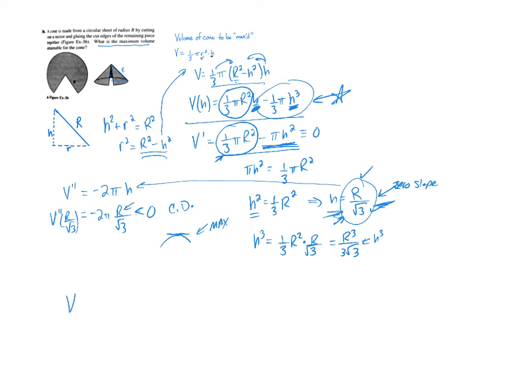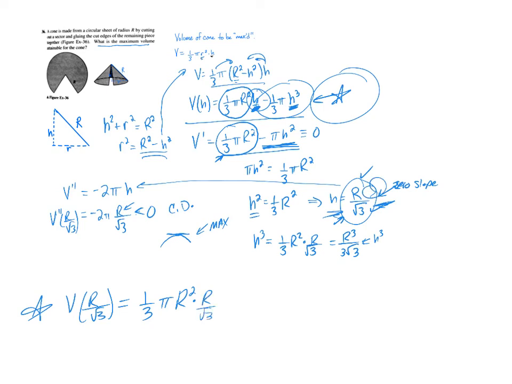So our volume at the h value of big R over root 3 is, using this star formula from up here, 1/3 pi big R squared multiplied by regular h. Right there is regular h, and regular h is right here, so it is r over root 3. Now we're subtracting 1/3 of pi times h cubed, and h cubed is right here, so I can put in r cubed over 3 root 3. So let's see what we got.